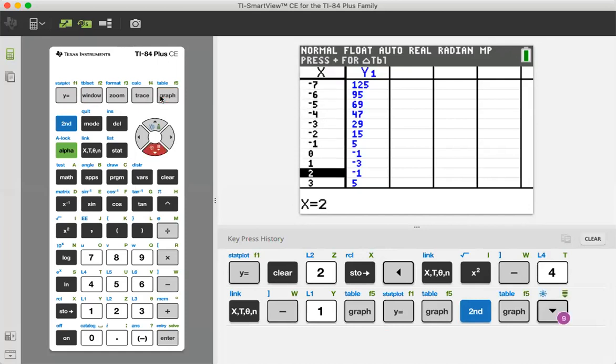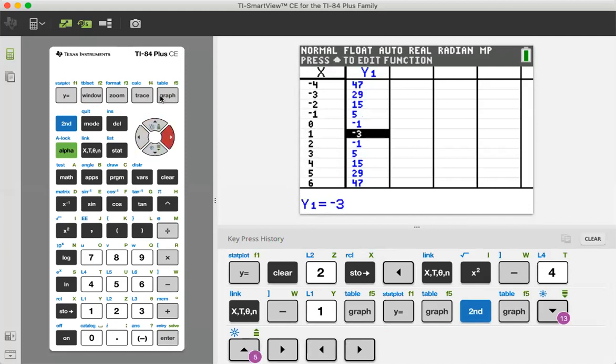Usually, as a rule of thumb, I'm always going to recommend filling in the vertex, so 1, negative 3, and then at least picking 2 points on either side. So I did 0, negative 2, and then I did negative 1, 5. But then I also did 2, negative 1, and then I did 3, 5.